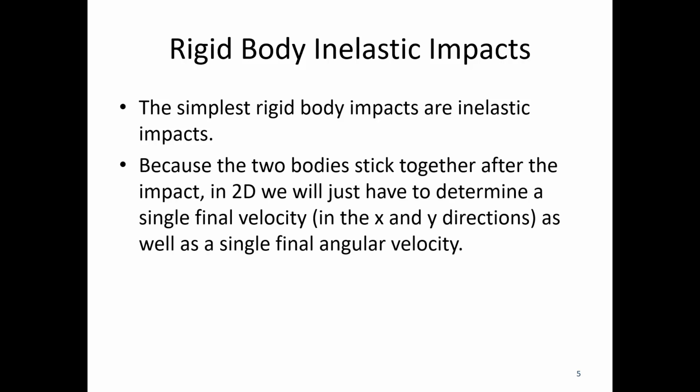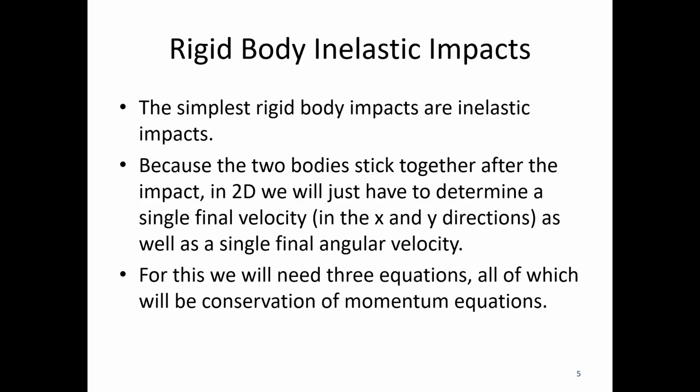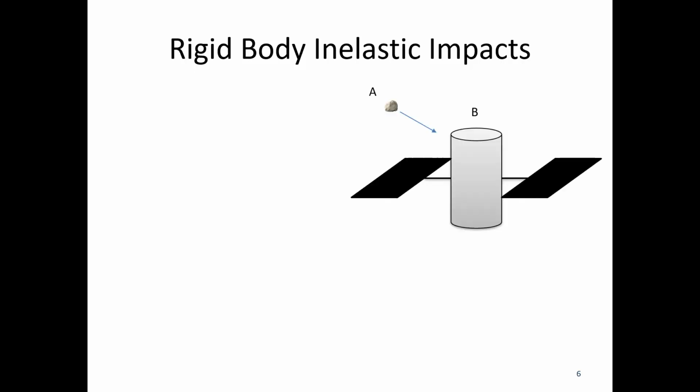Because the two bodies stick together in this instance, where we've got two bodies colliding and they wind up sticking together and having one final body at the end, we're just going to have a single final velocity with x and y components, as well as a single angular velocity. So three unknowns after the collision, at least if we're working in 2D here. For this, we'll need three equations, all of which can be conservation of momentum equations.